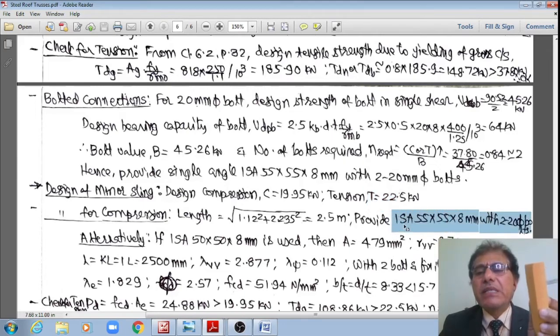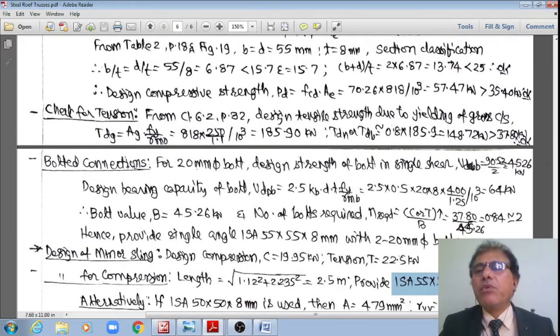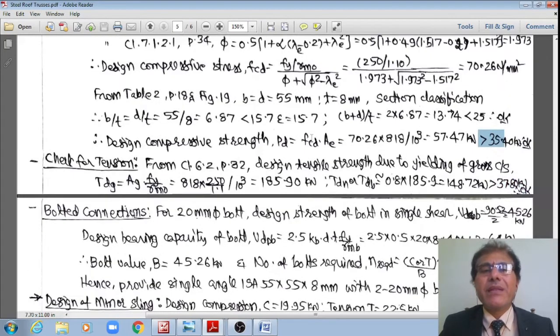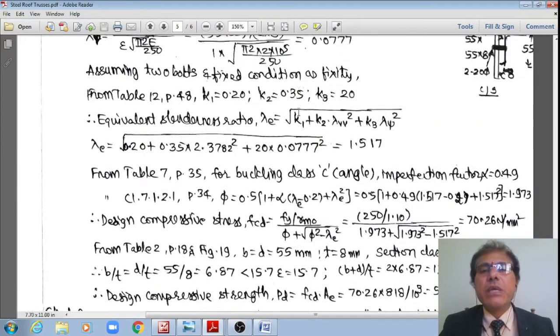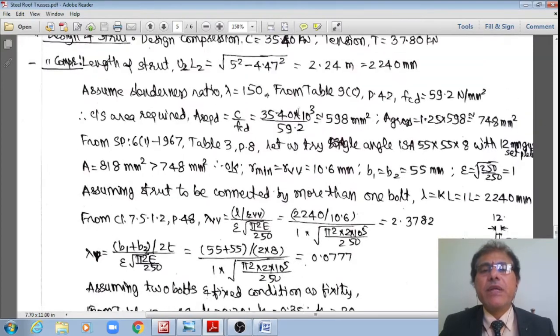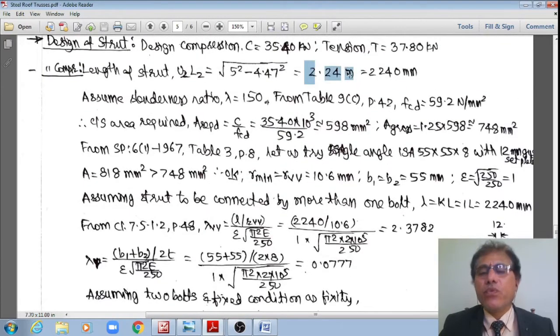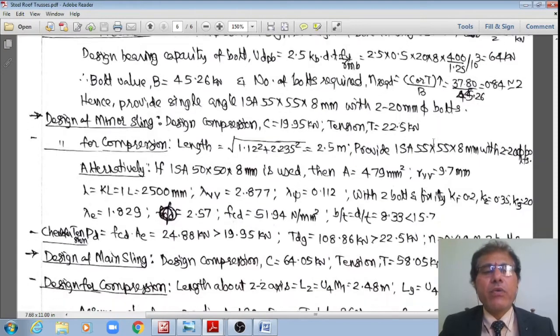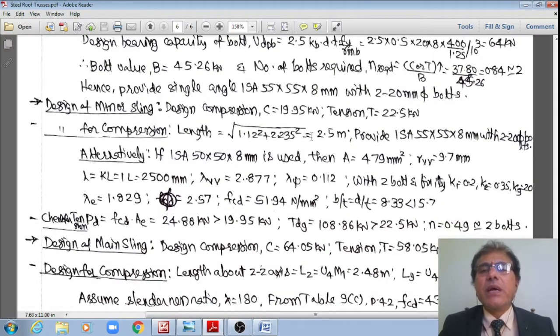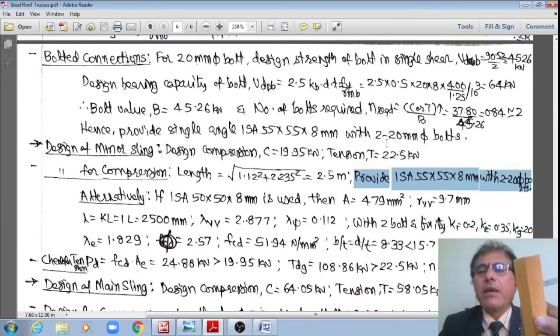If I design ISA 55 by 55 by 8 with 220 mm bolts, it is able to resist a tension force of 37.8 kilonewton as well as a compression force of 35.4, with almost the same length here and there. You can see that the length is also 2.24 meter. For this minor sling also, the length is almost the same. Therefore without much checking I can say the same section may be provided, right?